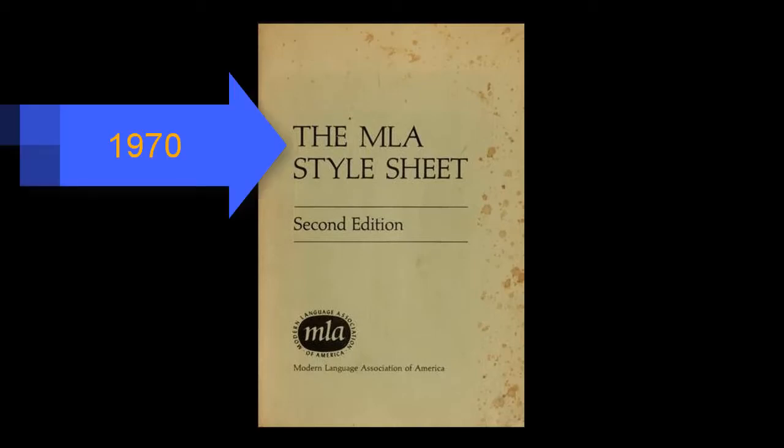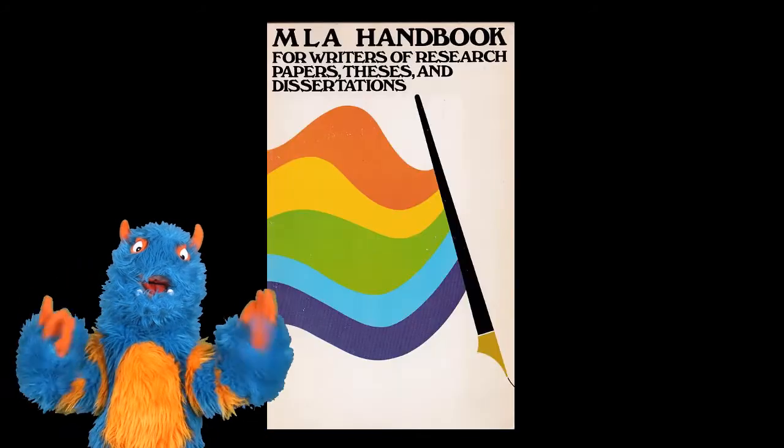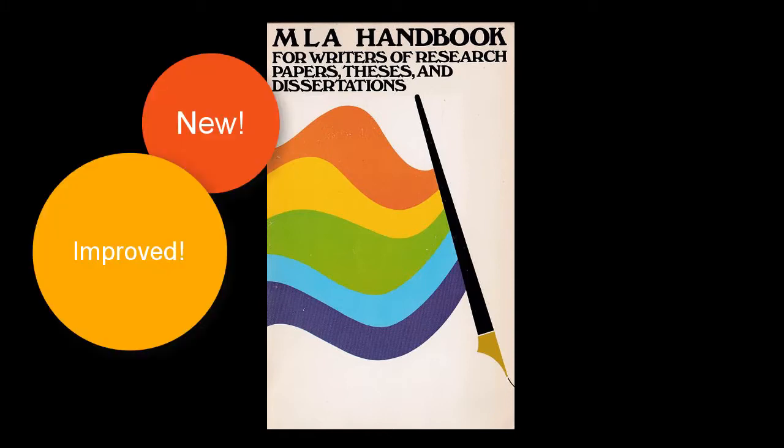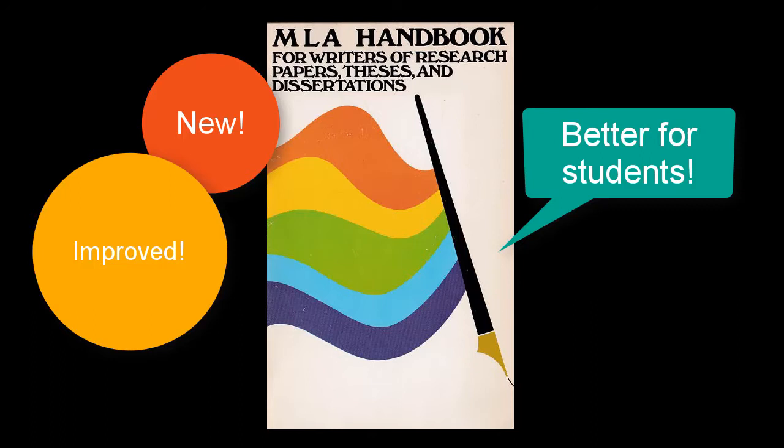A revised and expanded 48-page edition was published in 1970. By 1977, the 163-page-long first edition of the MLA Handbook was published based on the previous style sheets. Where the style sheet helped scholars to prepare manuscripts for publication, the MLA Handbook was designed to meet the needs of students in writing research papers, theses, and dissertations.